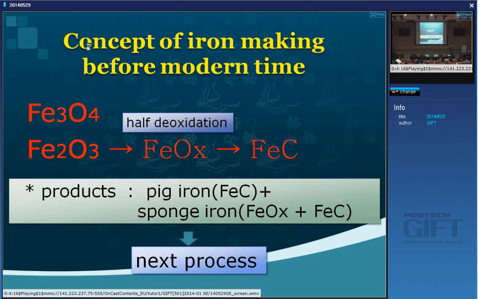And today is the magnetite, hematite from raw material. This is the second middle procedure of half deoxidation condition. Finally, we produce the FeO. And this principle is used to the before modern times iron making. And generally, before modern time, they produced the pig iron and the sponge iron in a mixed condition. And this raw material, they go to the next process, I'll explain later.